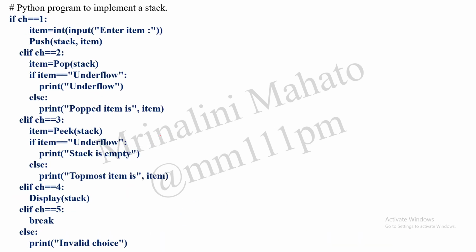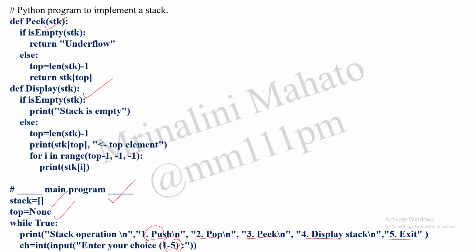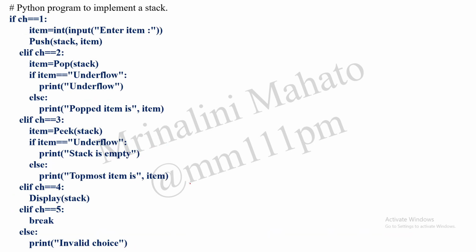Choice equal to 1. In choice 1, I have written push, so the push function will be called here. In the push function, first we take the item, meaning the value, and insert it through the input command. Then in the push function we call stack comma item, the stack comma element. Why do we not call append here? Because the append function is already written in the push function, so it is not needed. In the stack, it just stores the element.